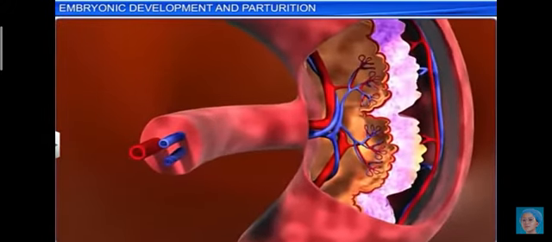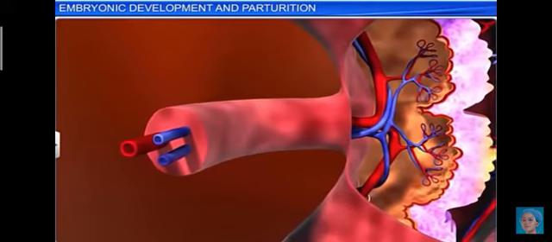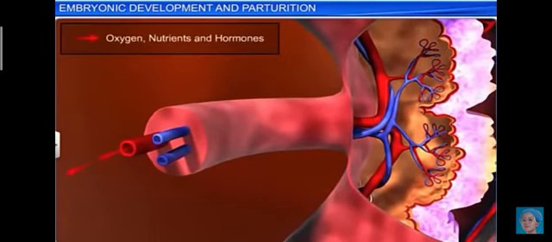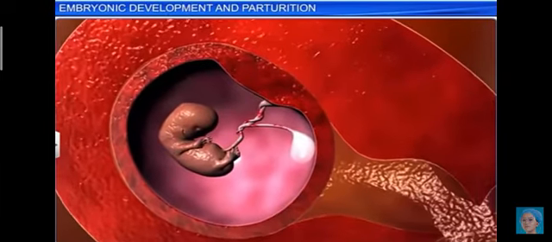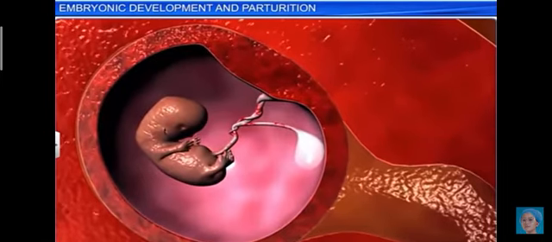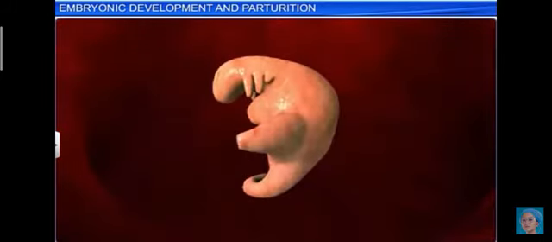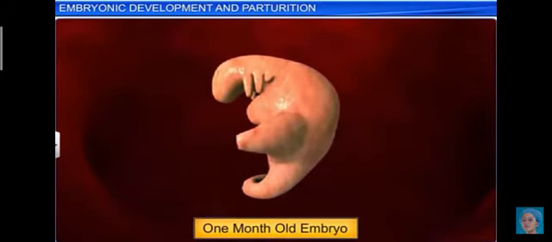The placenta is an important structure that supplies the embryo with oxygen, nutrients, and hormones, as well as carries waste products from the embryo back to the mother. The embryo stays inside the uterus for 9 months, which is called the gestation period. During this period, the embryo undergoes several developments.